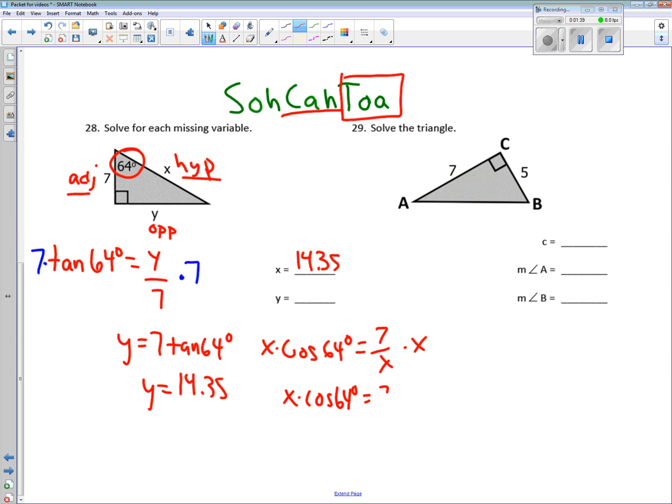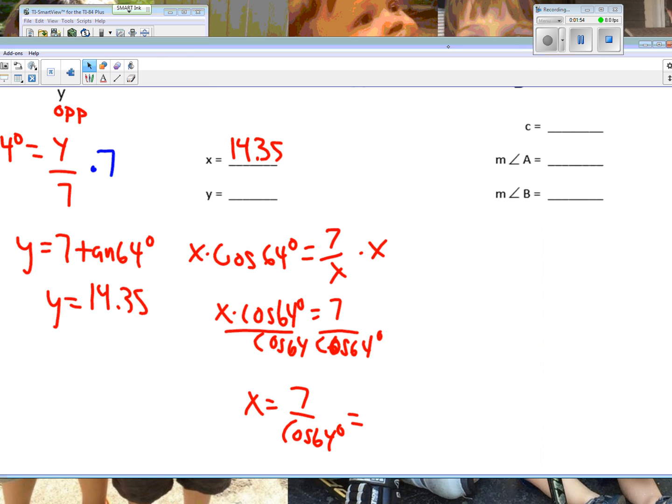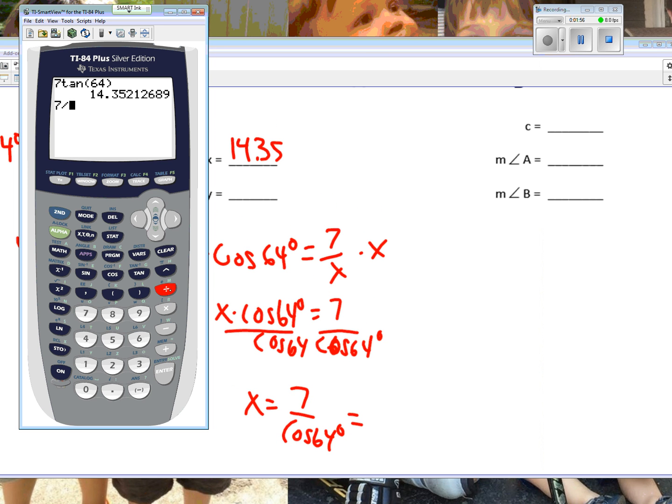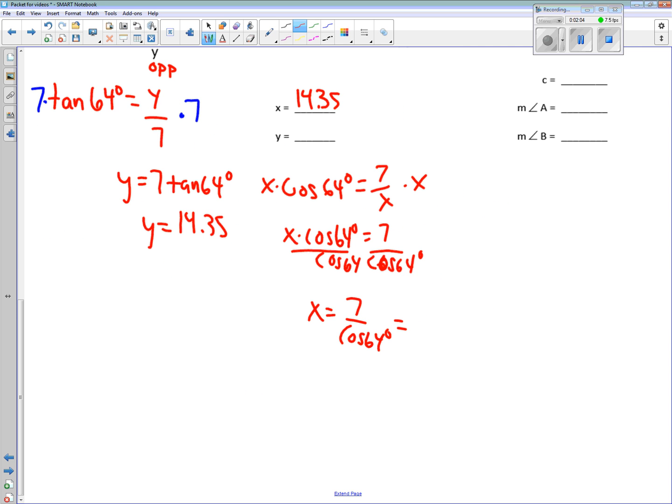Some classes have seen a shortcut where they can go from that initial setup to x equals 7 over cosine of 64 degrees. We're going to type that one in. And we're going to get about 15.9697. 15.97.